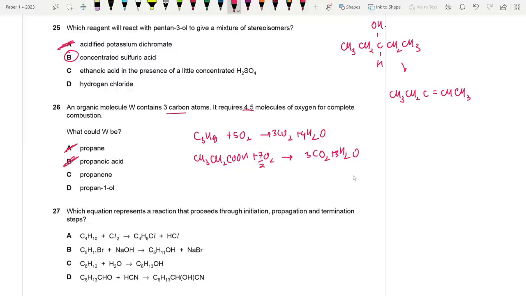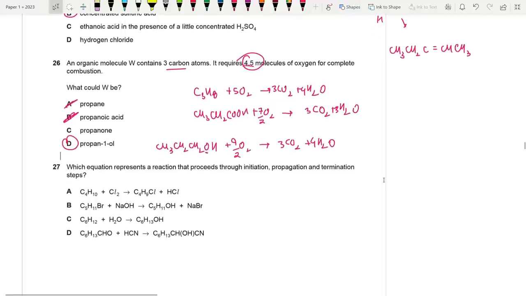Propan-1-ol. What is that? CH3CH2CH2OH plus O2 gives you CO2 plus H2O. So that is 1 2 3, 3 over here. H 3 4 5 6 7 8. So that's 4 here. So 4 plus 6 is 10, but we already have 1 here. So we need 9 by 2 over here, or 4.5. So D is our answer. See, both of the trial and error ones are D.